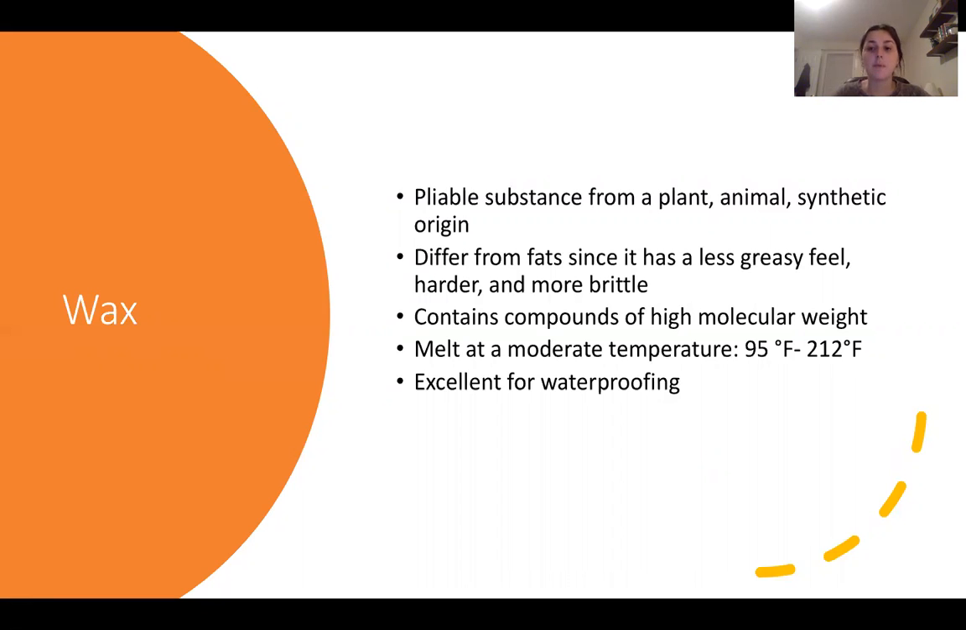It contains compounds of high molecular weight. They melt at a moderate temperature, somewhere between 95 degrees Fahrenheit and 212 degrees Fahrenheit. It depends on the block of wax, truthfully. And it's excellent for waterproofing.